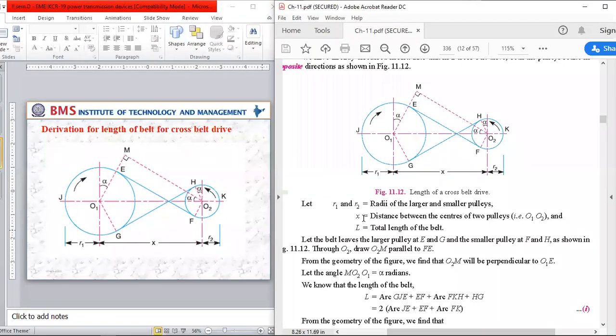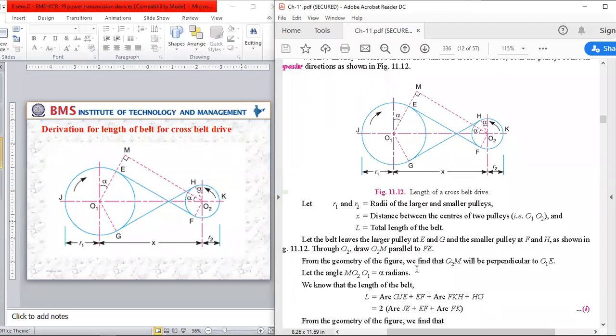R1, R2, X, and L is the total length of the belt. Let the belt leave the larger pulley at E and G, and the smaller pulley at H and F. Now we will take O2M. Extend this O1E line, and draw from O2 a perpendicular line onto this O1M line, so that you get O2M.